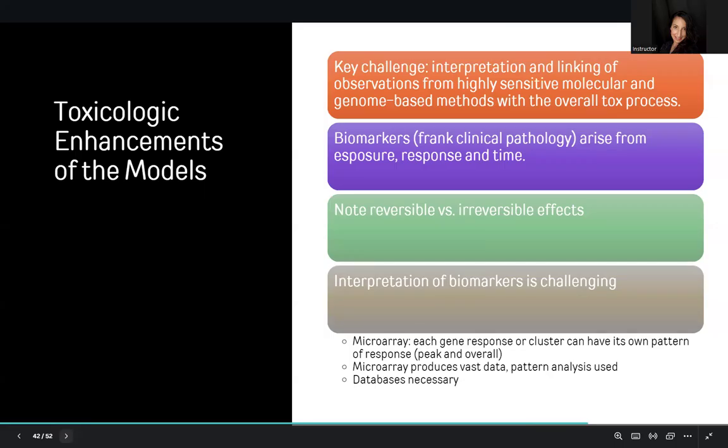The challenge for the interpretation of early and highly sensitive responses, or biomarkers, is made clear in the analysis of data from gene expression arrays. Because our relatively routine ability to monitor gene responses, up to tens of thousands of them simultaneously, has grown exponentially in the last 5 years, the need for toxicologists to interpret such observations for risk assessment and for the overall process of toxicity has been magnified with equal or greater intensity. For microarray data, each gene response or cluster of genes can have its own pattern of response, peak, and overall duration of response.